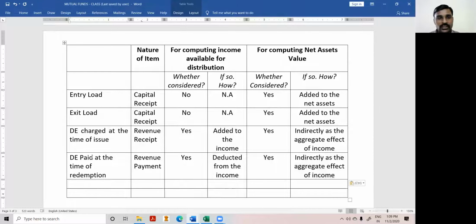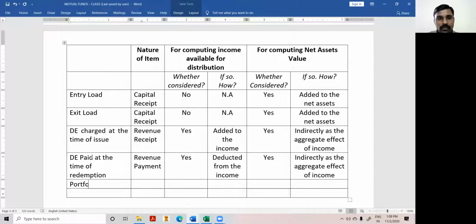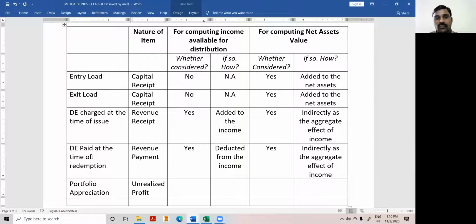Next, after that, this is the theory, this is completed. Entry load is completed, dividend equalization is completed, exit load is completed, dividend equalization at the time of exit, all are completed. Now look at this point, portfolio appreciation. What is the nature of this? It is an unrealized profit. So therefore it is not considered, not applicable. Very important point: portfolio appreciation is only a book item. It will not be considered.